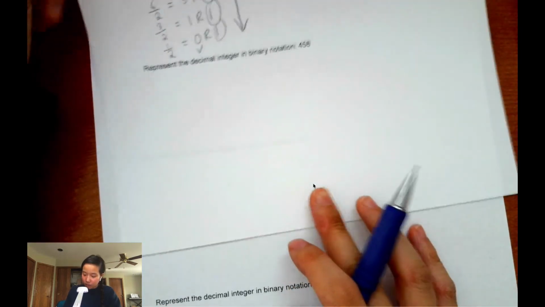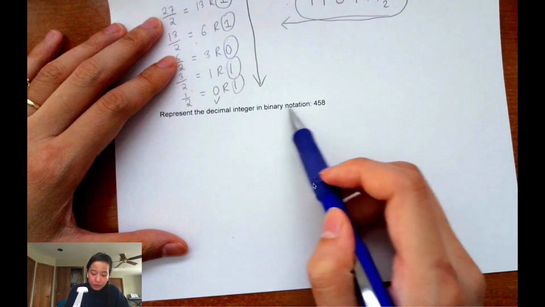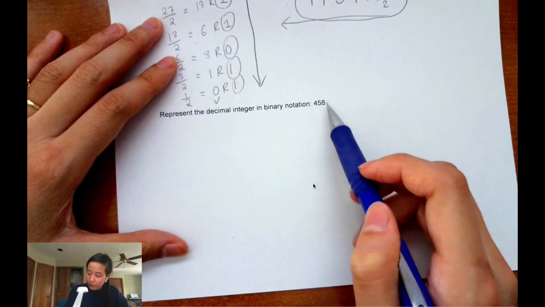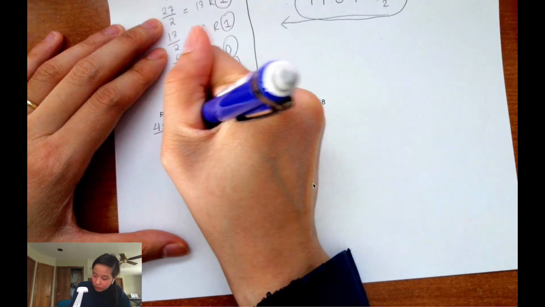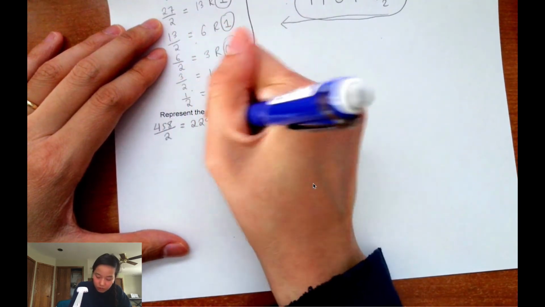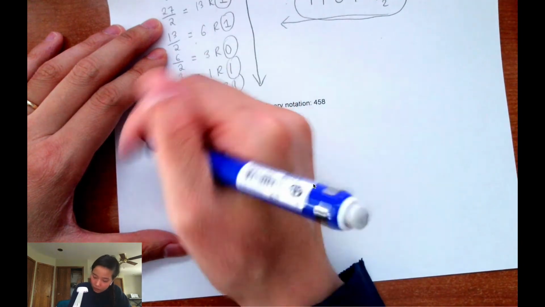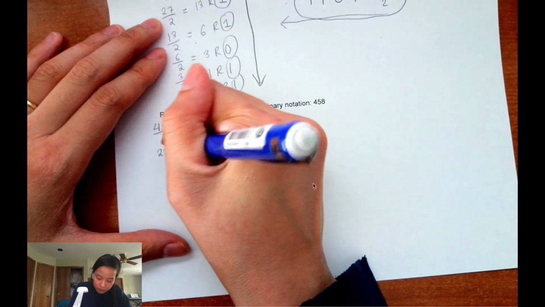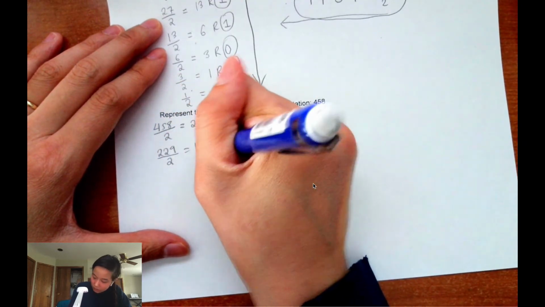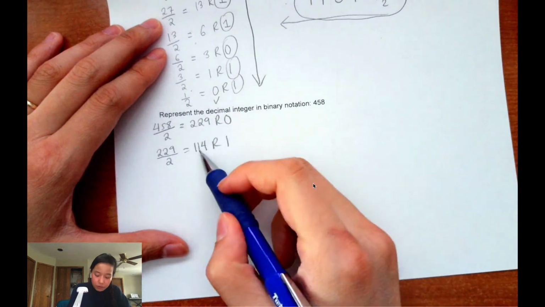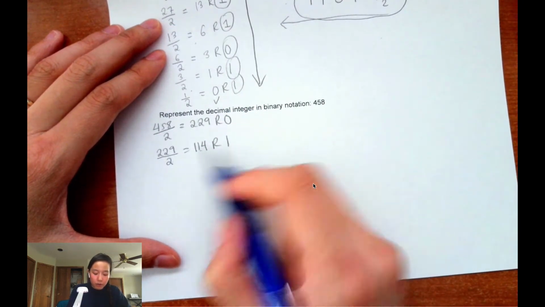Okay, let's do one last question. Represent the decimal integer in binary notation, 458. So we know that 458 divided by 2 is equal to 229, remainder 0. You can put these in your calculator to verify that. And then you take 229 divided by 2, which equals 114, remainder 1. I know this because 114 times 2 is 228. 228 plus 1 is 229.